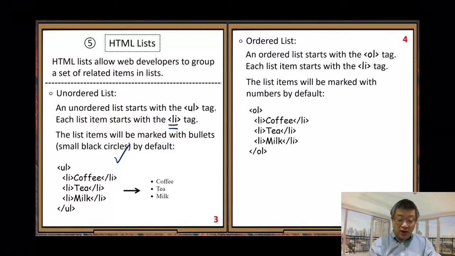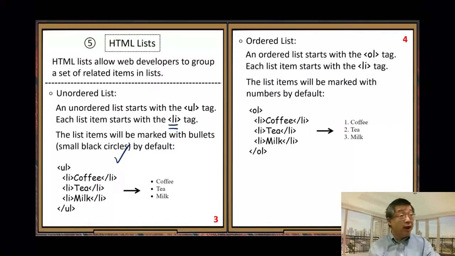For the previous example, we just change to OL, ordered list. So what do you see? 1 coffee, 2 tea, 3 milk. That's simple. But I also want to show you how to display the order numbers in different ways, which I will show in my next slide.